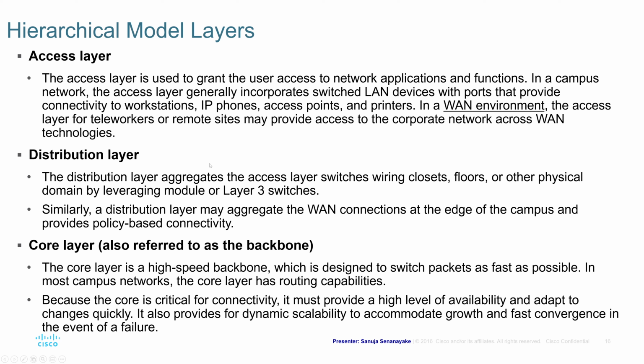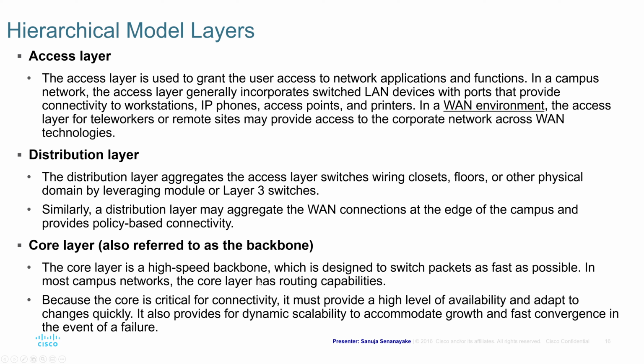The distribution layer aggregates the access layer switches, wiring closets, floors, or other physical domain by leveraging module or layer 3 switches. Similarly, a distribution layer may aggregate the WAN connections at the edge of the campus and provide policy-based connectivity. This is a key thing that you should remember.